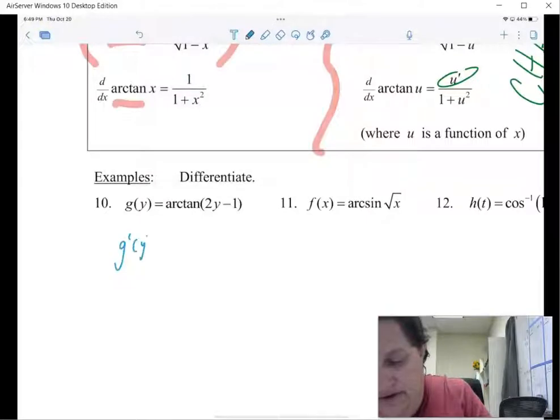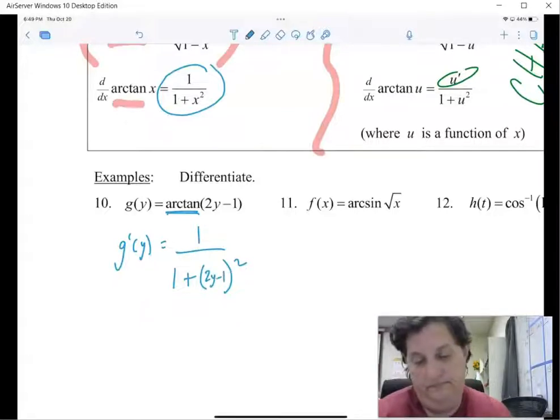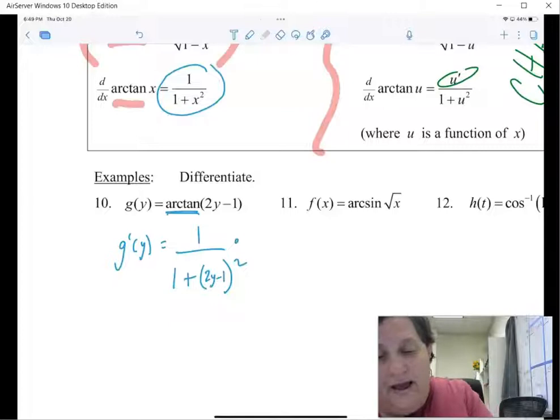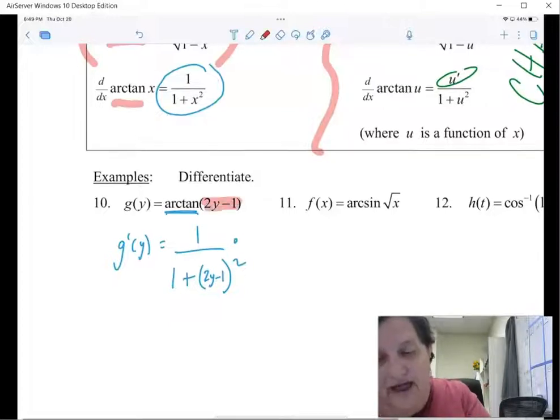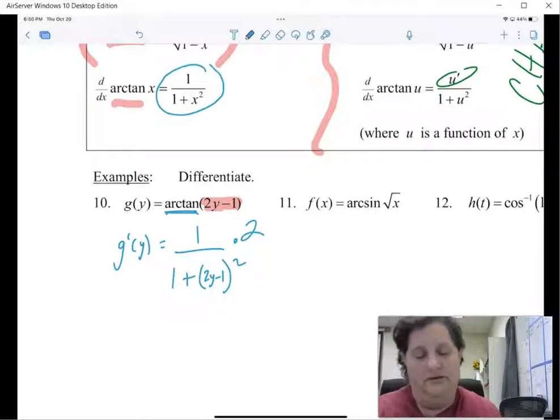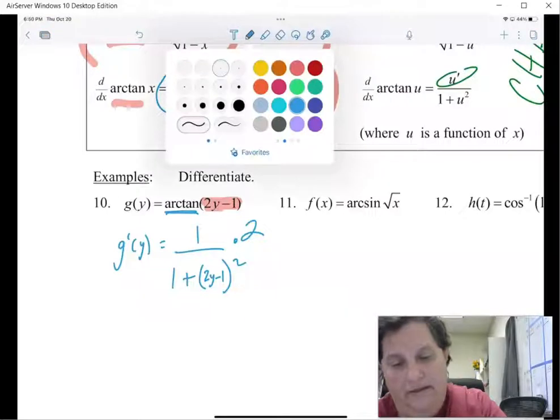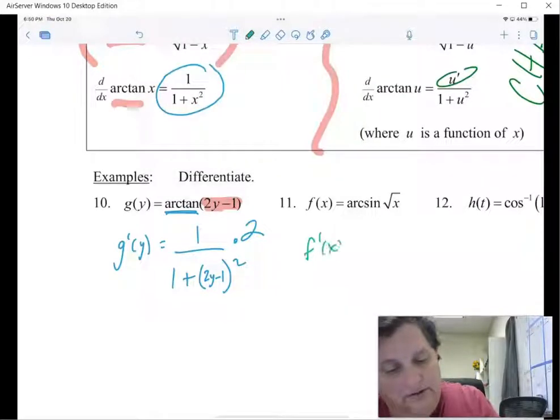The derivative of arctan of 2y minus 1. The derivative of arctan, I follow that formula, and this goes 2y minus 1. And then I multiply by the derivative of that for chain rule. The derivative of 2y minus 1 is 2. Now, this is a function of y, so don't get confused. That's it. All right, this one is a function of x.